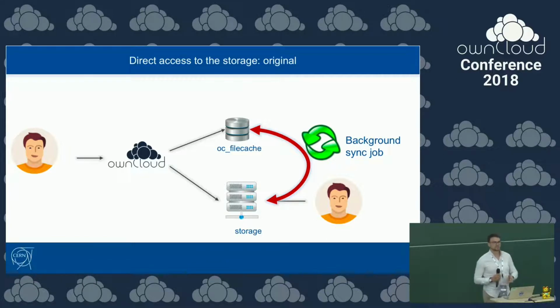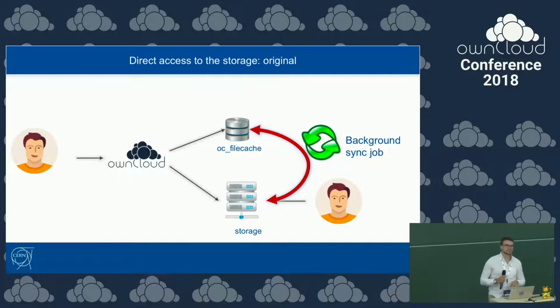But now, imagine that you want to give the users the possibility to access the storage directly. For example, through a WebDAV mount, or for example, through a Samba mount. So the user will write to this storage, and then ownCloud will use a background synchronization job to make sure that the data that has been added behind ownCloud is synchronized into this OC file cache.